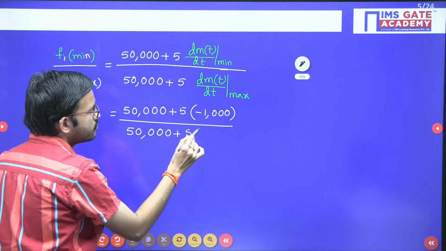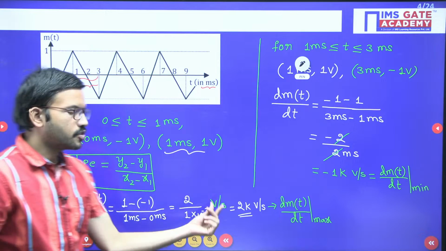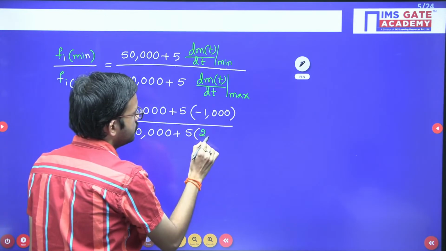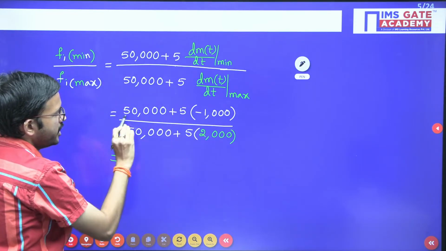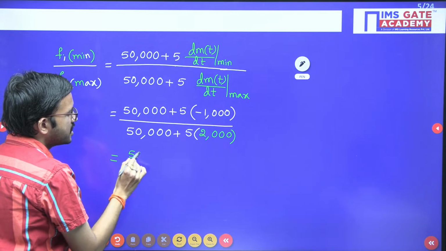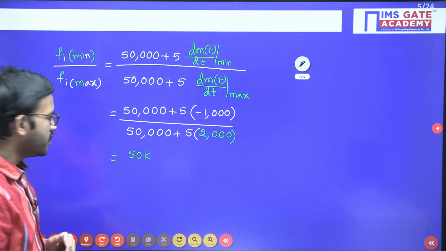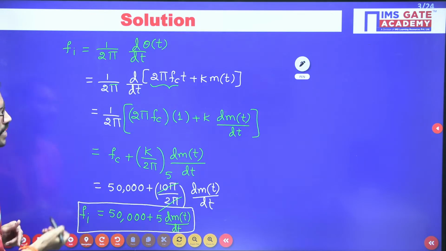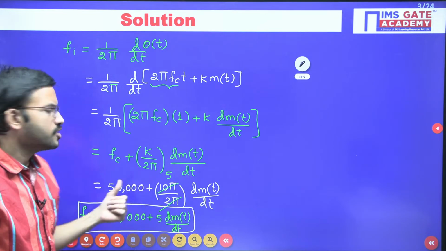Now what is the maximum value for dm of t by dt? Maximum value we got 2000. So here 50,000 is there. In short, I am representing now 50k. Why I haven't written earlier only k? The reason is very simple. For this question only, I haven't represented earlier. Instead of writing 50,000, I could have written 50k.